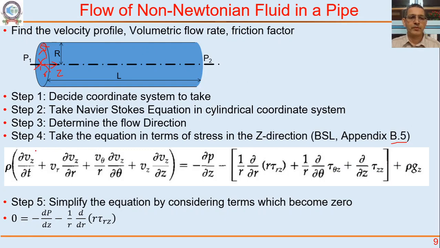Let's simplify. Steady state. No v_r, no v_theta. The equation of continuity tells you ∂v_z/∂z is 0. Tau theta z is not there. Why? Because flow is symmetric. Tau zz is not there. Why? Because ∂v_z/∂z is 0. Flow is fully developed in the sense that whatever happens at any z location, the same thing happens at any other z. This is called fully developed. So only these 2 terms remain. So simplify this now. Think about what boundary conditions you are going to use.